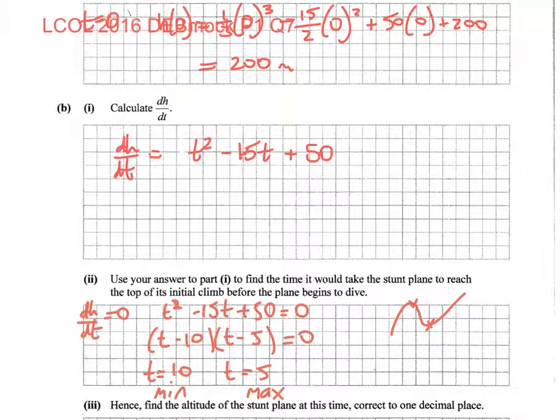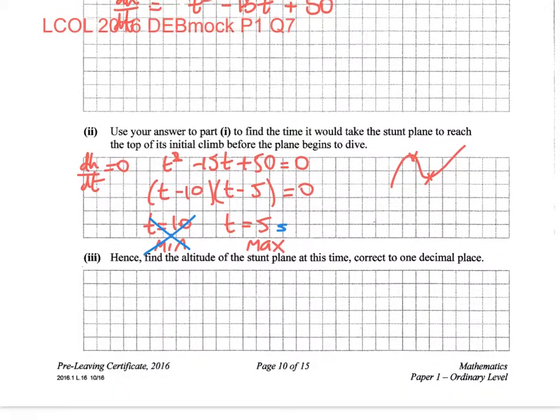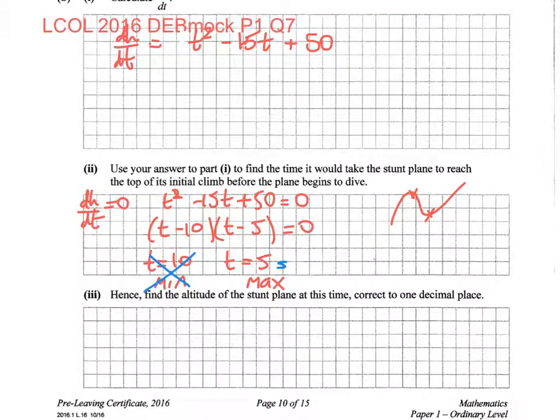We're not interested in that at this particular moment. So the answer is t equals 5 and the units of measurement are seconds, so make sure you put that in there. And the altitude at that moment in time is when t equals 5, what is my height? So going back into the very original function, we're just going to work out what h of 5 is.